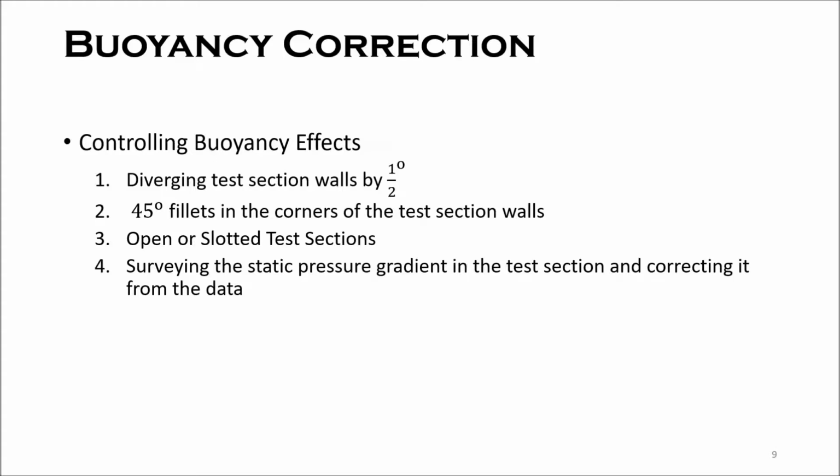Also, by surveying the local static pressures in the test section and eliminating the induced pressure gradient from the test results. Wind tunnels are generally designed to have a minimal buoyancy effect by using the first three methods. Overall, however, the last method is the most commonly accepted method of accounting for buoyancy effects in the test section.